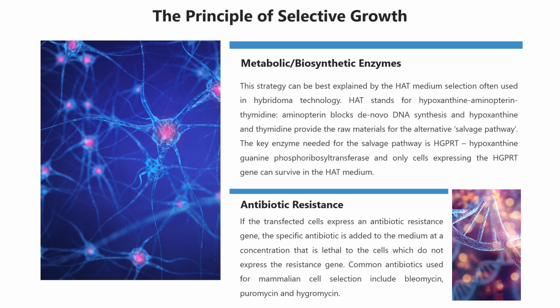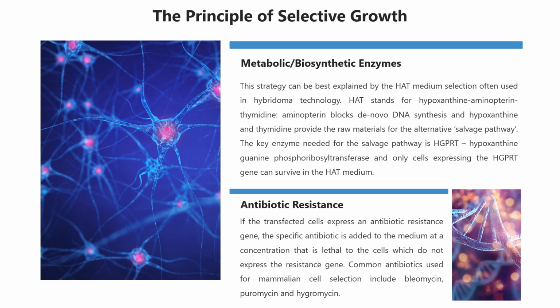HAT stands for hypoxanthine aminopterin thymidine. Aminopterin blocks de novo DNA synthesis and hypoxanthine and thymidine provide the raw materials for the alternative salvage pathway. The key enzyme needed for the salvage pathway is HGPRT, hypoxanthine guanine phosphoribosyl transferase, and only cells expressing the HGPRT gene can survive in the HAT medium.